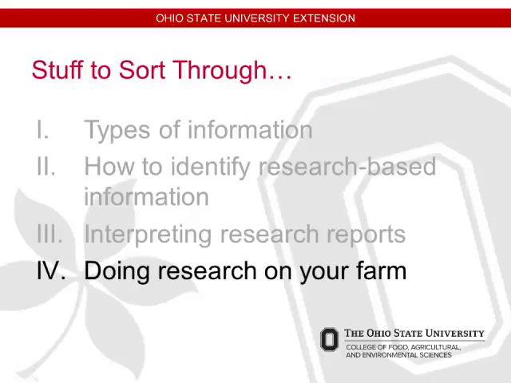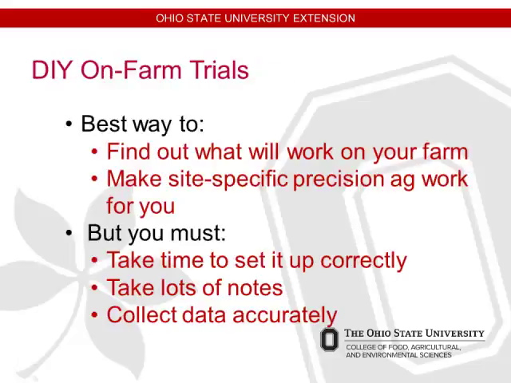And so the last thing I want to cover, and I'm going just about as fast as Jim did, is how to do some research on your own farm and some things to think about. So doing on-farm research is, in my opinion, the best way to find out what's going to work best on your farm. And I think that it's really the only way that you're going to be able to make site-specific precision ag work for you. But it's important when you're doing these trials to take the time to set them up correctly and take a lot of notes, and then make sure that you're collecting your data accurately.